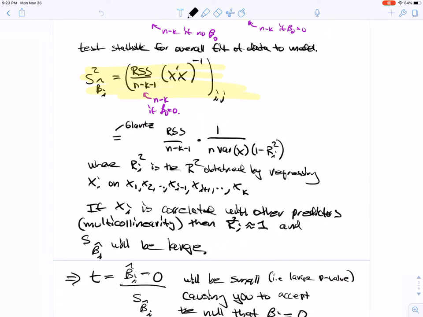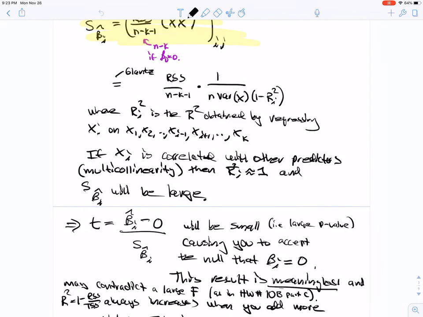So if Xi is correlated with the other predictors, this is called multicollinearity, then the Ri squared is close to 1, and the standard error for beta i hat will be large. So what this means then is that our t-statistic will be small, causing you to accept the null that beta i is 0.